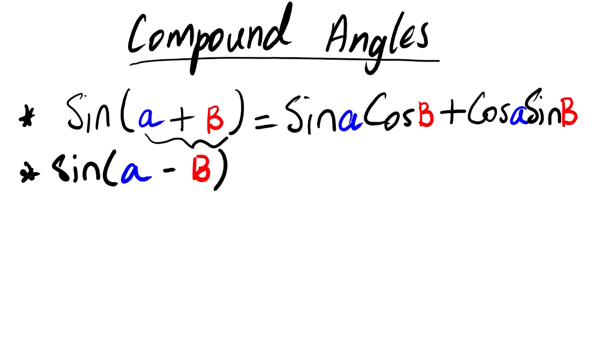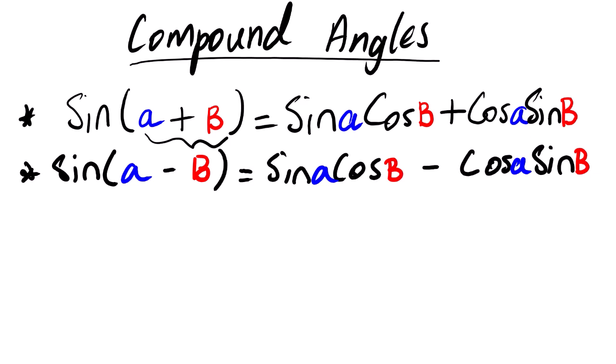Our next equation is sine(A - B). This is equal to sine A cos B minus cos A sine B. So you can see the difference. When there is a negative between the two angles, the expansion will also have a negative between the two. When there's a positive, it's also positive here.